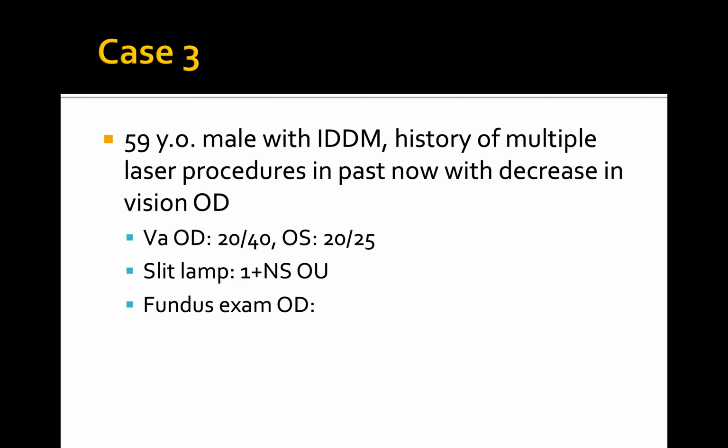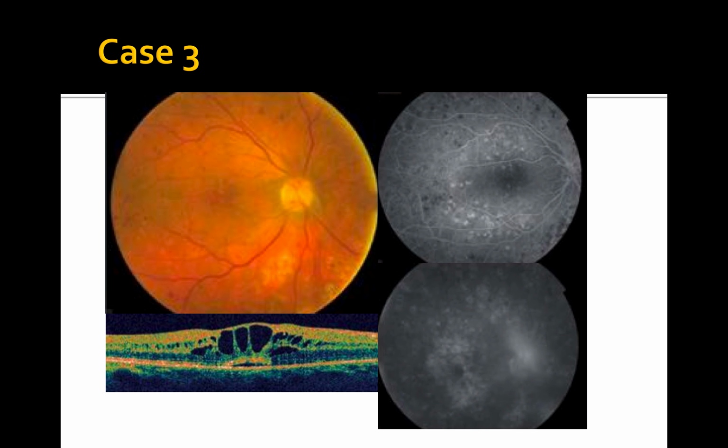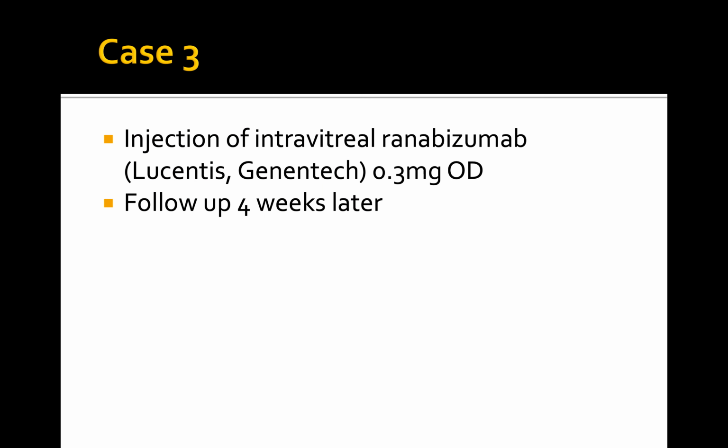This is a 59-year-old male with type 2 diabetes, history of multiple procedures in the past, now with some vision loss on the right eye, has a mild cataract. Fundus exam shows some of the laser marks on the angiogram, some leakage, lots of dot blot hemorrhages and microaneurysms, but the OCT is really telling. Large pockets of cystoid macular edema with some subretinal fluid. So he underwent an injection of ranibizumab.